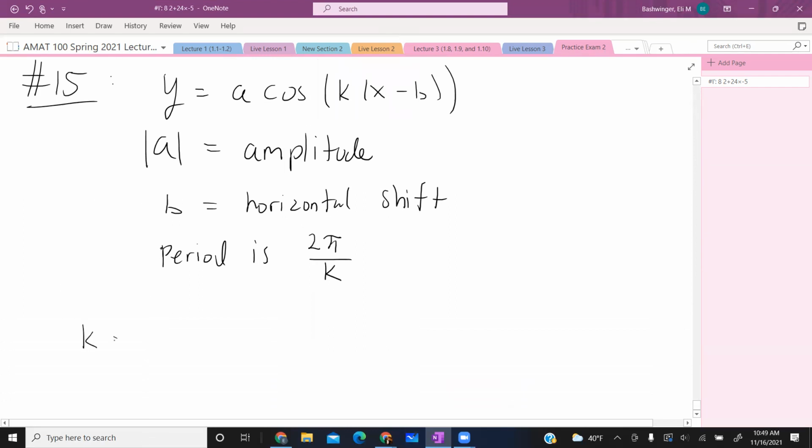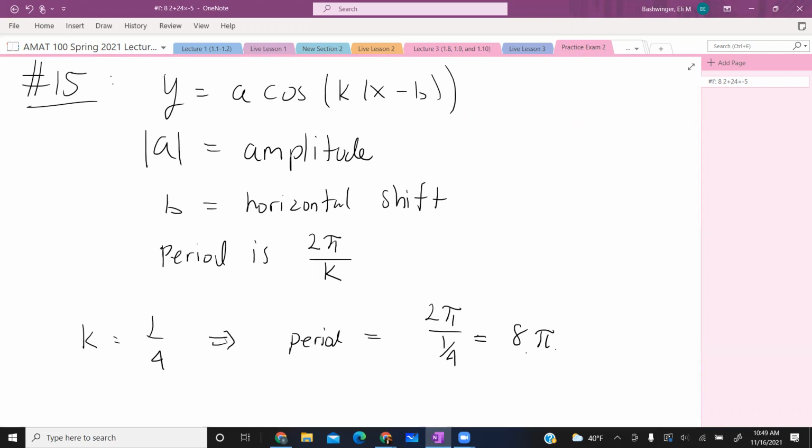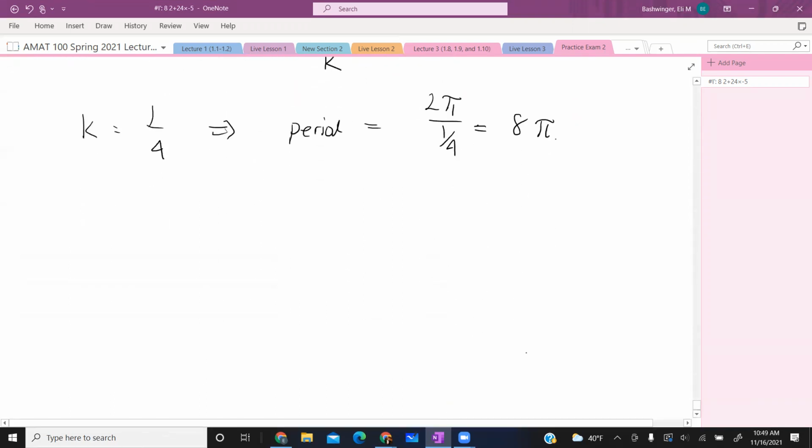So in our case, k is equal to 1/4. So it implies that the period is equal to 2 pi over 1/4, which is the same thing as 8 pi. So the function should not repeat itself. So we can look to rule out some options. We need to look at the function on the interval 0 to 8 pi, and it should not repeat itself. But before we do that, let's get some more data.